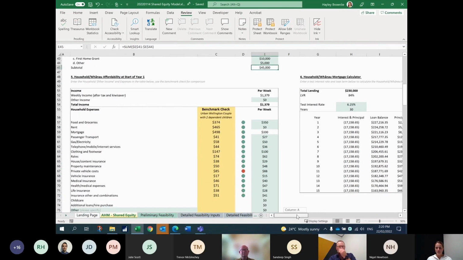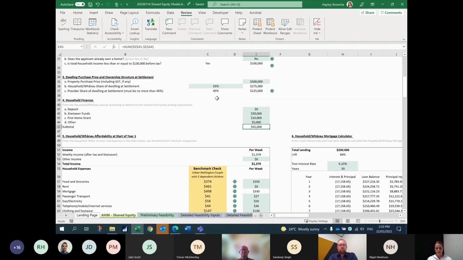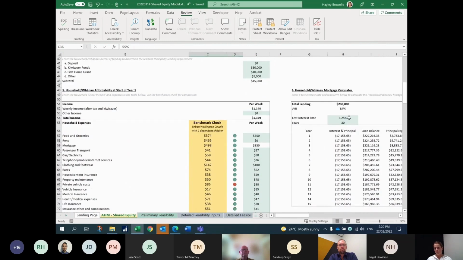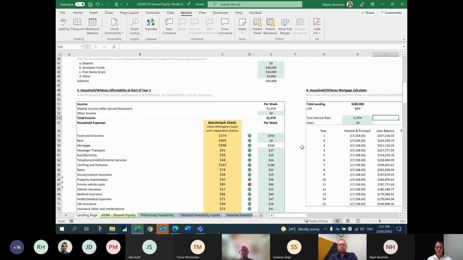This then flows into the mortgage calculator to the right here, which calculates the total lending the household will require to buy their 55% share at year 1. And it also provides some flexibility in terms of a test interest rate and a loan term, which we've just set at sort of typical bank levels at the moment.